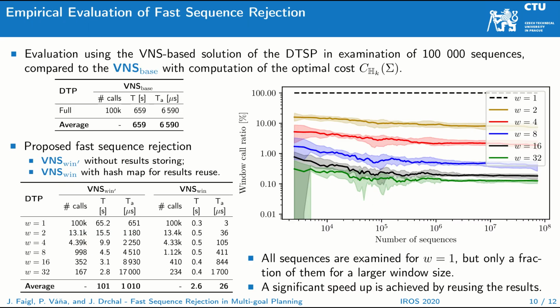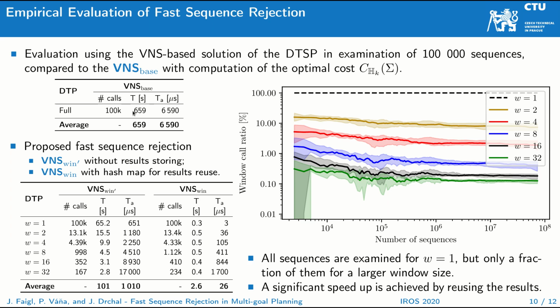Let's take a look at how the proposed fast sequence rejection is performing. We consider a VNS-based solution of the DTSP and take 100,000 sequences and examine the computational cost. The details on the computational environments can be found in the paper, and here we focus on the results. The baseline approach is usage of the true cost for the discretization schema HK. On average, the examination of a sequence takes about 6.5 milliseconds, and all sequences are examined in about 11 minutes.